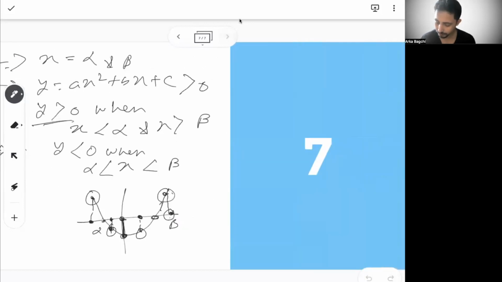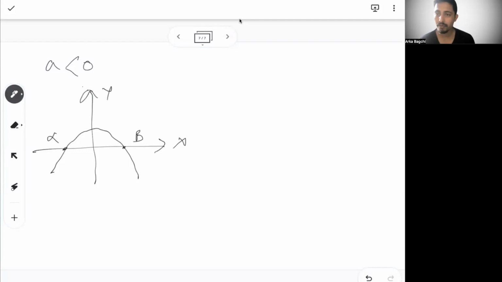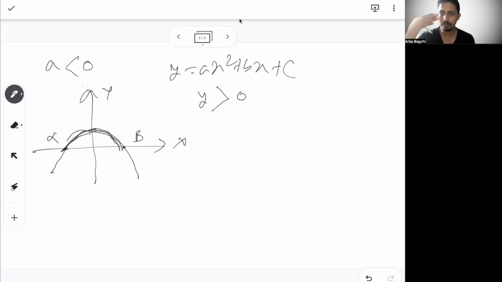Very similarly, if we say a is less than 0, then my graph will typically become like this. Alpha and beta, this is x, this is y. Now, if you see carefully, I know y equals x square plus bx plus c. So only in this region, I can say your y is positive. So y is greater than 0. Again, on top of the x-axis is where y is positive.